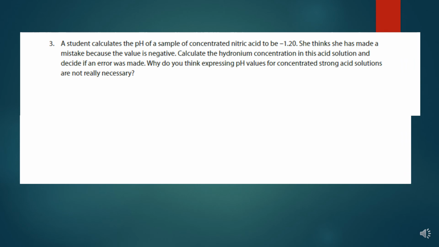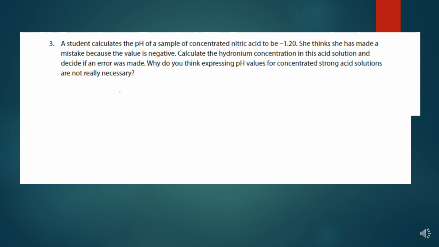Next question, it says, a student calculates the pH of a sample of concentrated nitric acid to be negative 1.2. She thinks she's made a mistake because the value is negative. And that would be an easy mistake to think you've made because mostly we talk about pHs between 0 and 14. Calculate the hydronium concentration in this acid solution and decide if an error was actually made. So we're going from a pH to a concentration.